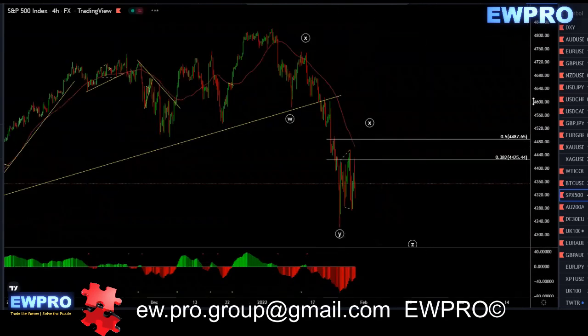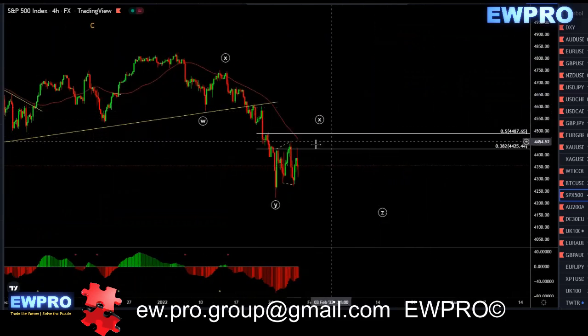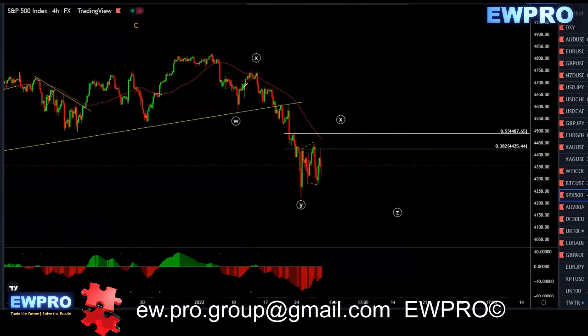On the H4, last week I was looking for a retrace back to that 38.2 for a WXY X2, and then look for that Z down. Again, it got up to that 38.2. We never got across, so I'm looking at it as internal. So if we do get more downside without getting across on the MACD, this will still be a wave Y, and then we'll be looking for the 38.2 and then a Z down.